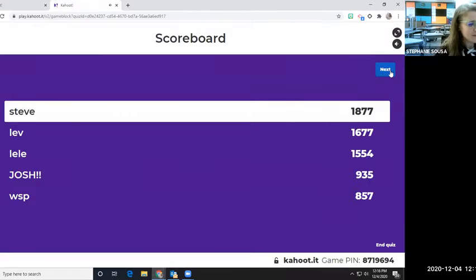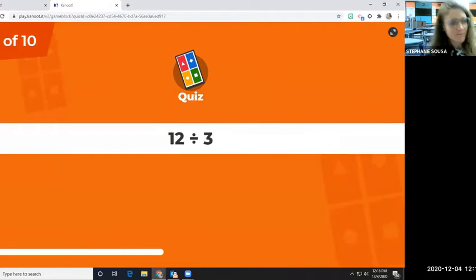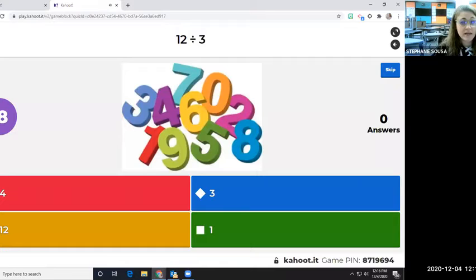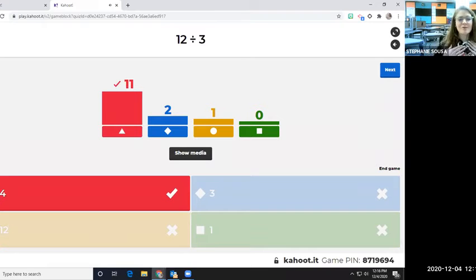Steve, keeping the lead. 12 divided by 3. 3, 6. Oh, whew, my heart was scared again. All right, pretty good. 12 divided by 3. 3, 6, 9, 12. 4. I counted 4 numbers. Beautiful. All right, here we go.